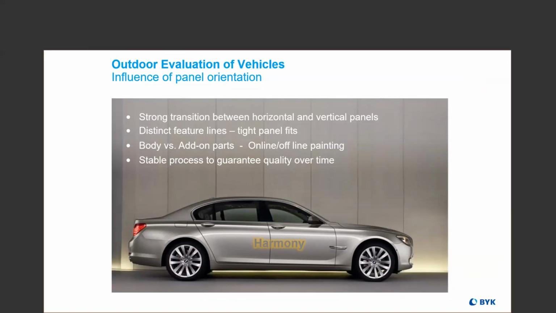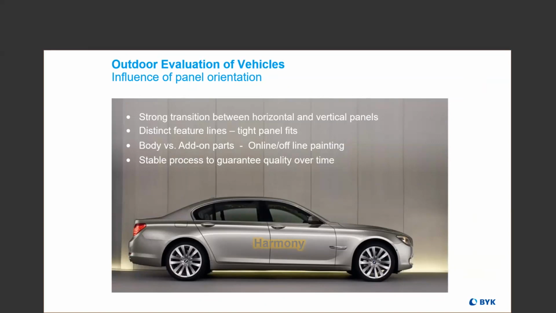So newer cars tend to have very, very tight panel fits, meaning the gap between these panels is very, very small, much smaller than they used to be. And so that means we're more easily going to be able to tell small color differences. And so it's more crucial than ever that the two adjoining panels match.